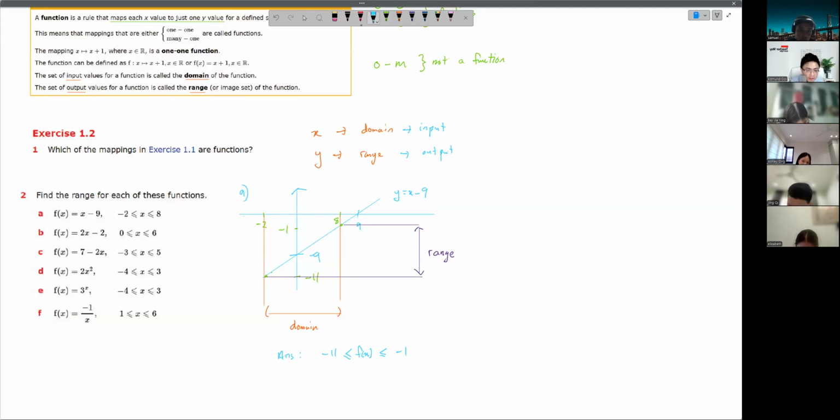Okay, now you can try a few more. Maybe B, C, and D. You can use Desmos to help you figure out the shape of the graph.